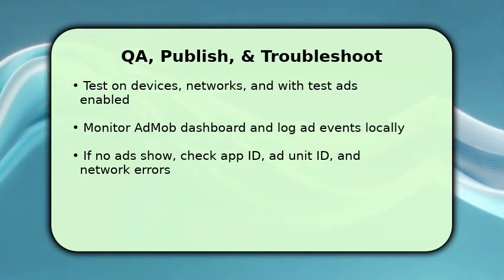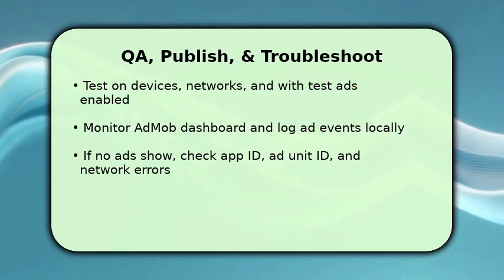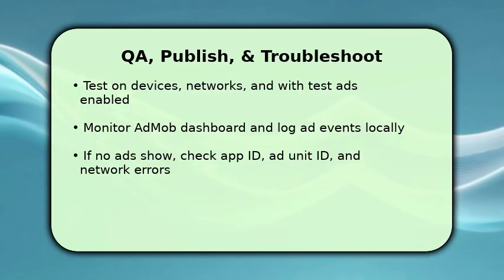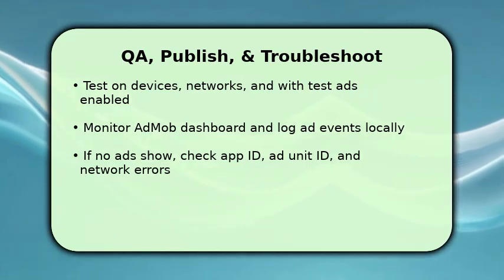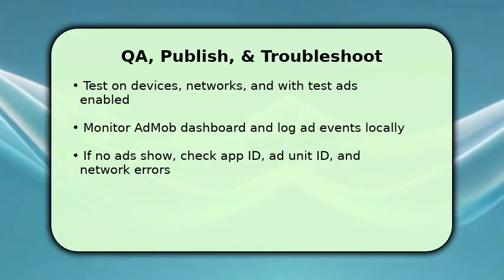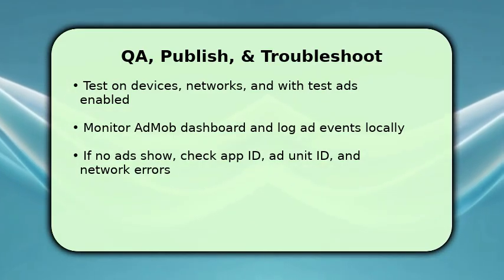After release, monitor impressions and revenue in the AdMob dashboard and log ad callbacks to spot issues. If ads do not appear, recheck app ID and ad unit strings, inspect network error codes, and confirm the SDK was initialized before requests. That single mismatch is the most common culprit.